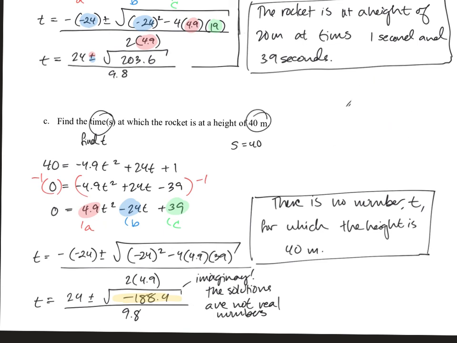Okay. So that's actually good to know. Instead of spending a ton of money trying to send a rocket up into the air, you could just work out a math problem and say, oh, our rocket's not going to make it. We got to figure something out. All right, so that's our answer. There is no number for which the height is 40 meters.